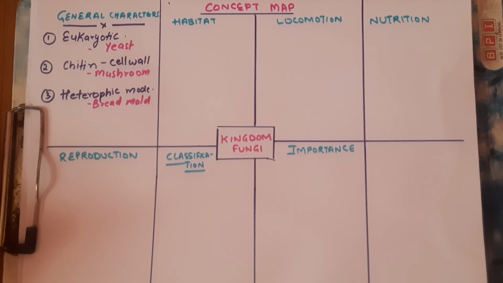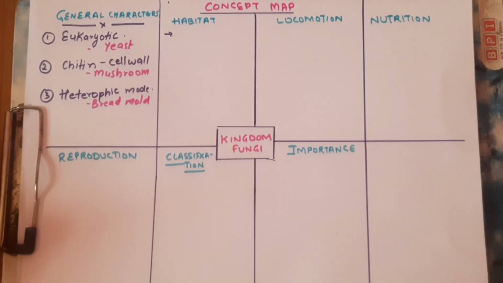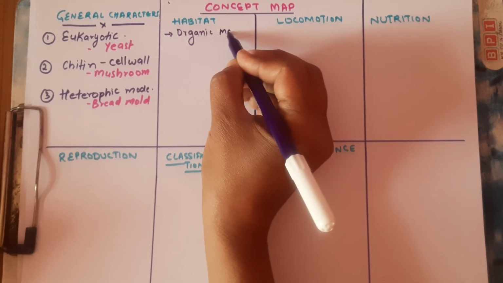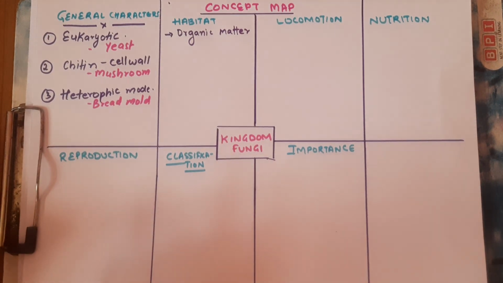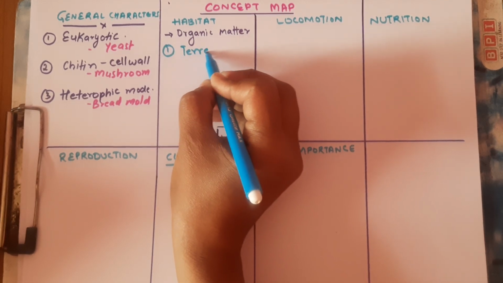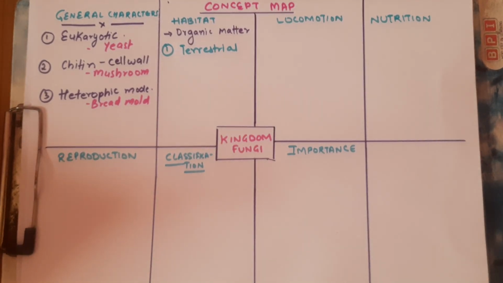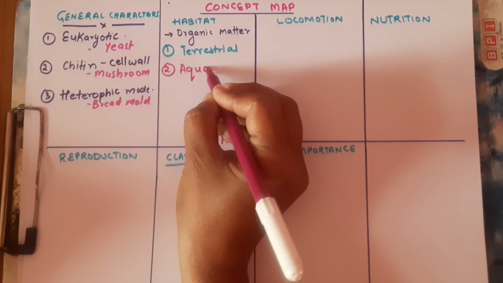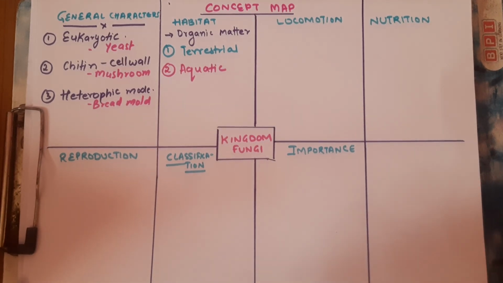So now let's talk about the habitat. Fungi inhabit diverse environments, and basically they thrive in places rich in organic matter. They need organic matter for survival because their mode of nutrition is heterotrophic. Since they need organic matter, they are present in three habitats: the terrestrial, the second one is the aquatic, and the third one is the parasitic.